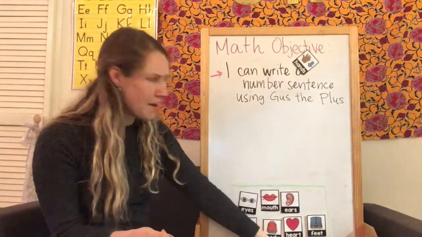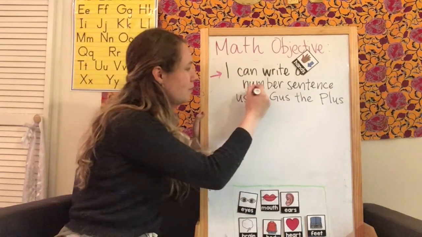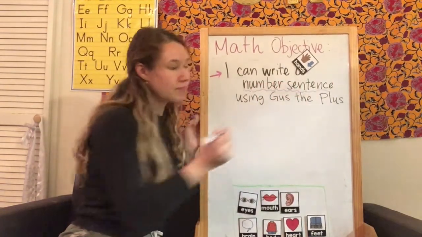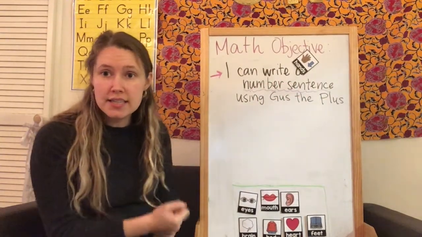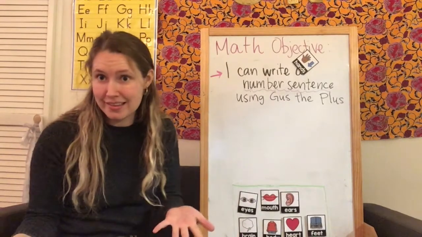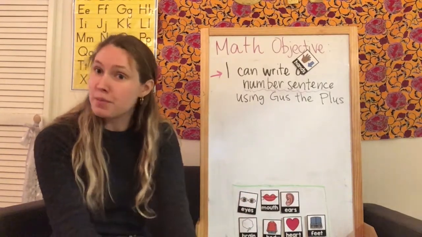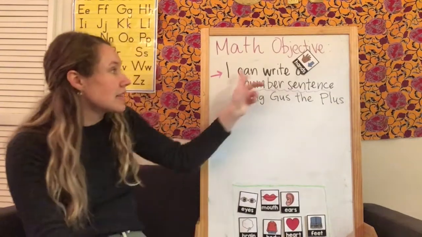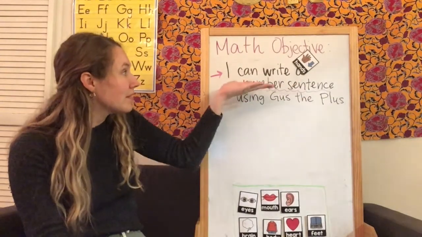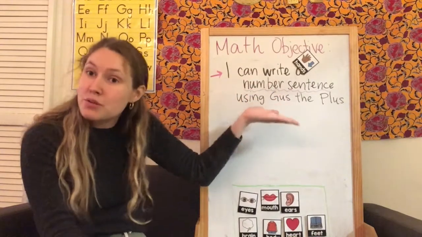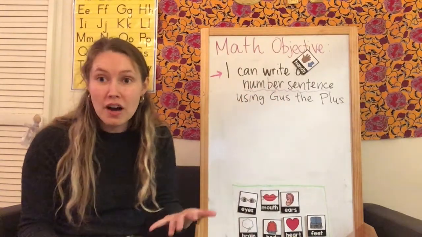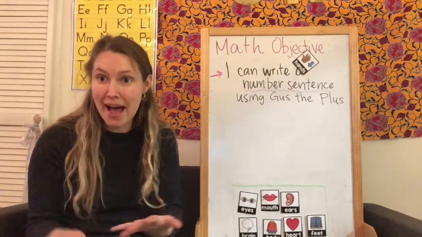Now, what is a number sentence? What is a number sentence? Well, we know that a sentence is something that tells us something. It tells us information. We've talked about sentences before in reading. For instance, this is a sentence right here. It's telling us what our objective is. It's using words. But we're talking about number sentences in math.